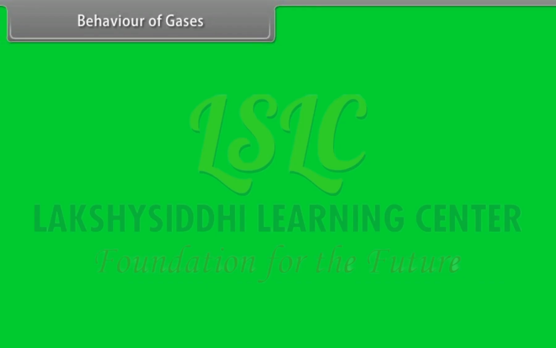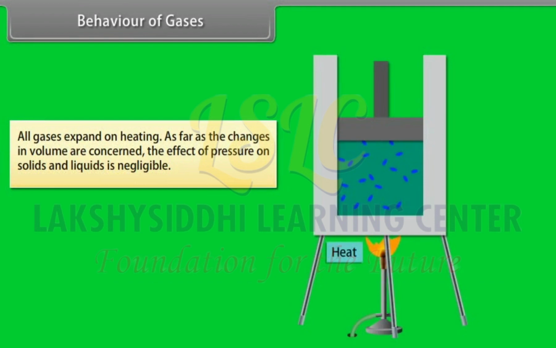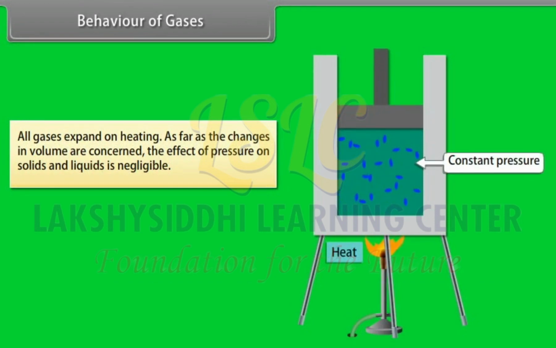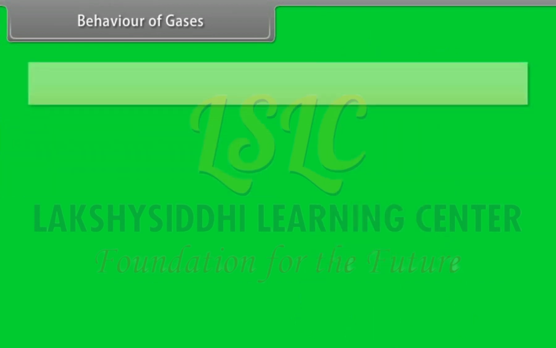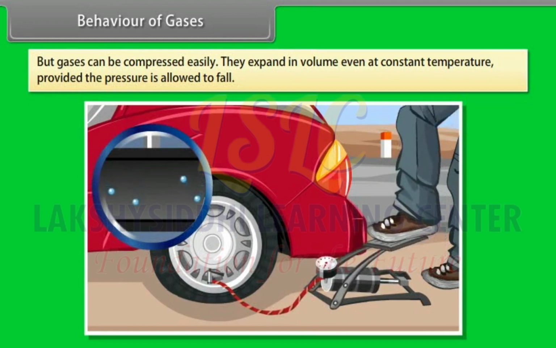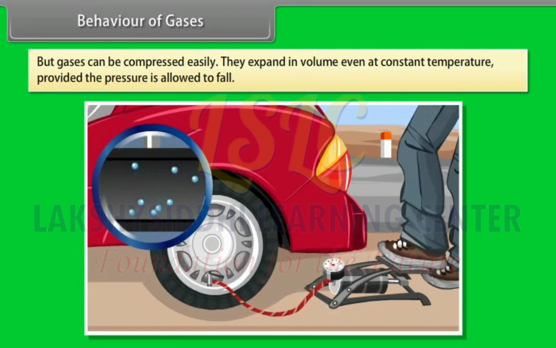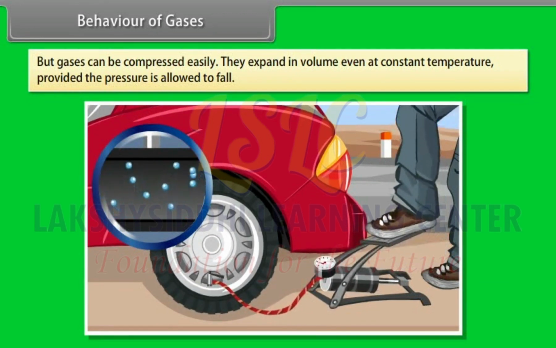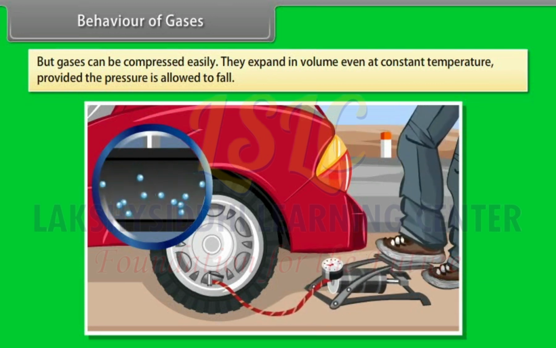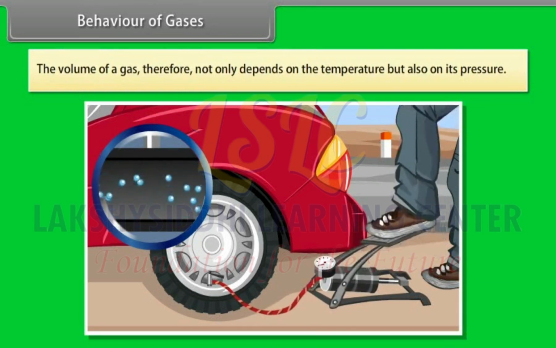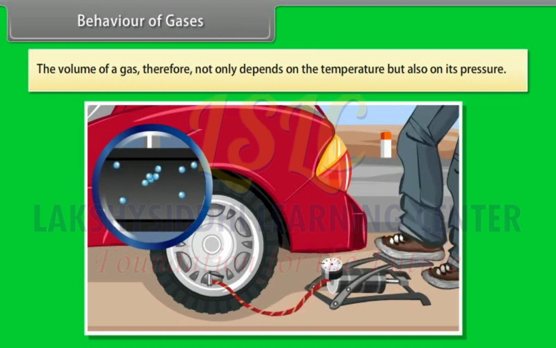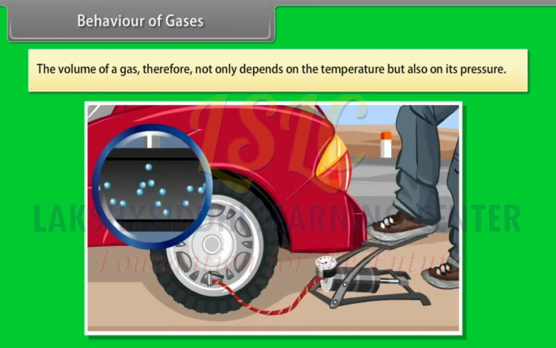Behavior of gases. All gases expand on heating. As far as changes in volume are concerned, the effect of pressure on solids and liquids is negligible. But gases can be compressed easily. They expand in volume even at constant temperature, provided the pressure is allowed to fall. The volume of a gas, therefore, depends not only on the temperature, but also on its pressure.